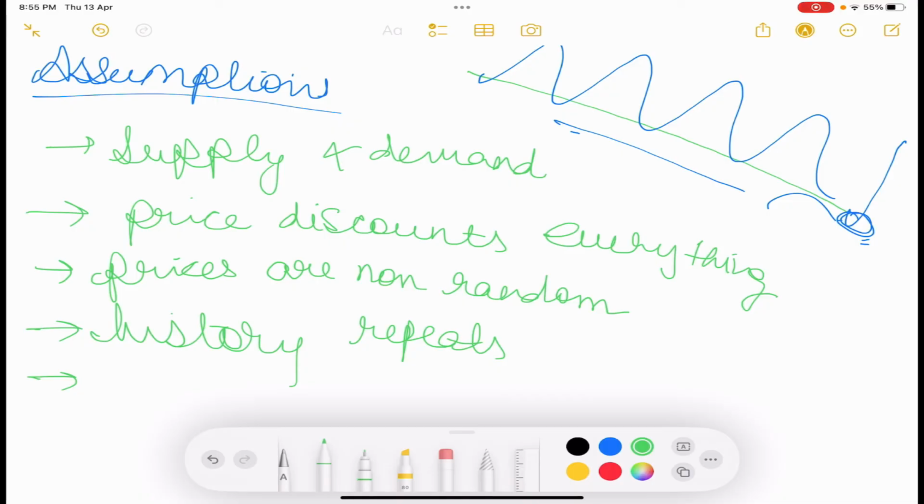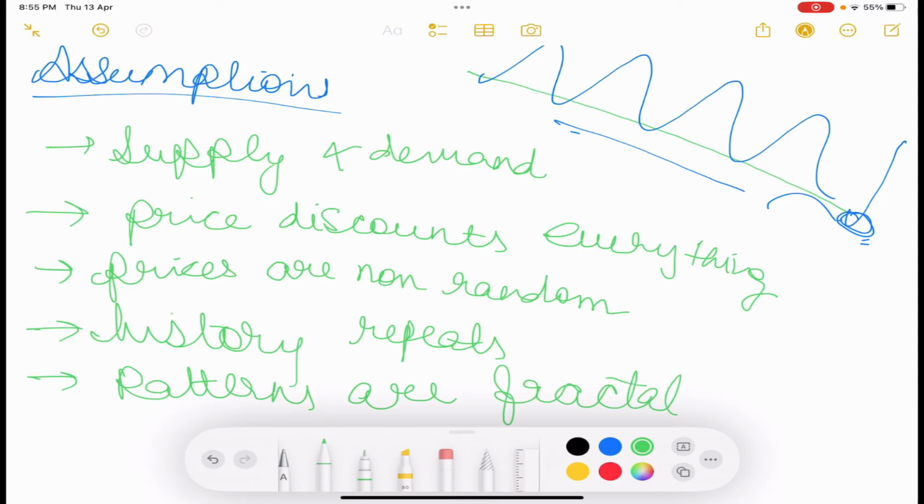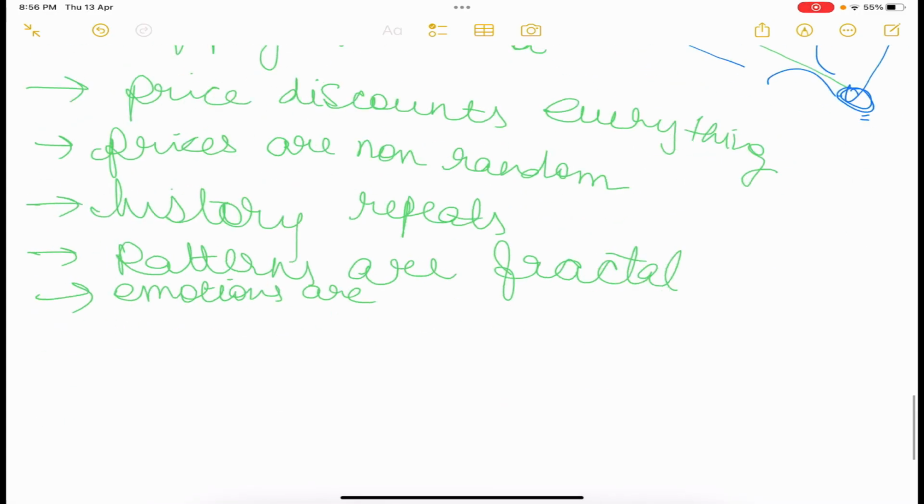Okay. My fifth assumption, patterns are fractal. This is something which we have discussed. What does this mean? Whatever patterns are formed in the markets are fractal in nature, which means that whether it is a higher time frame or a lower time frame, the analysis or my tools work the same way. Now my sixth assumption, emotions are affected by earlier emotions through emotional feedback. What does that mean? Think about it for a second. We'll discuss it.